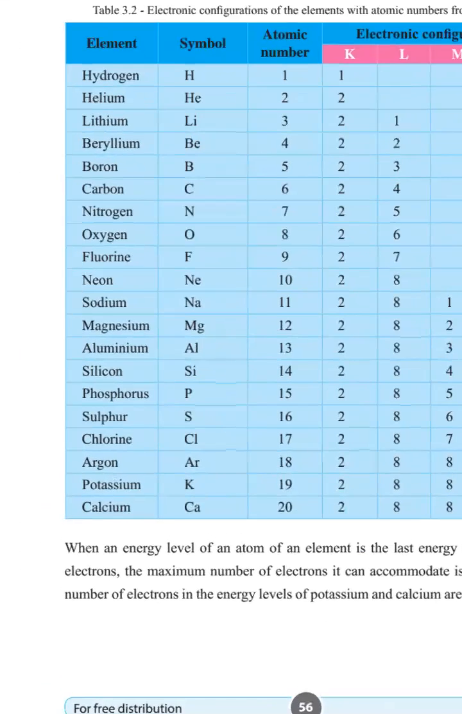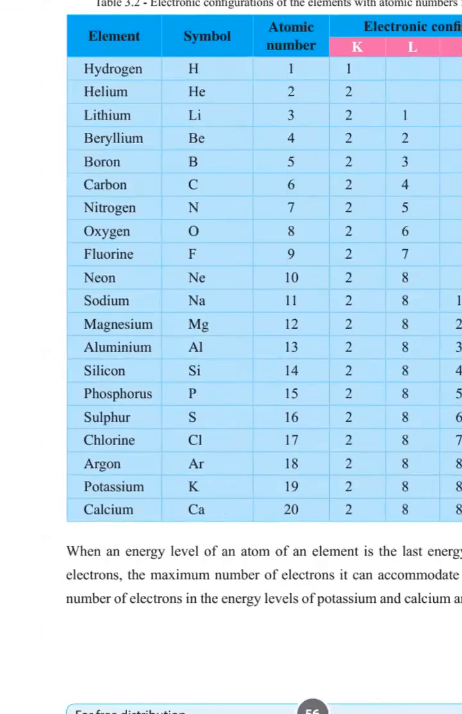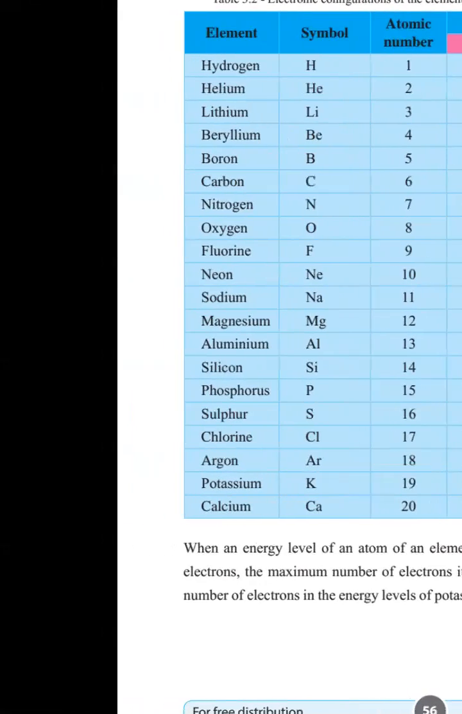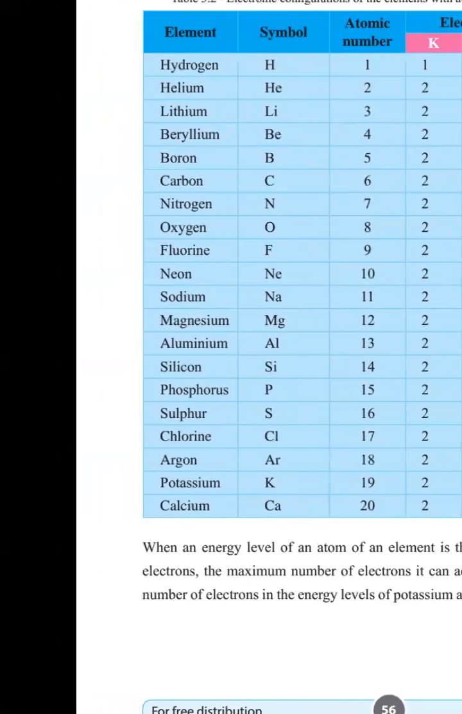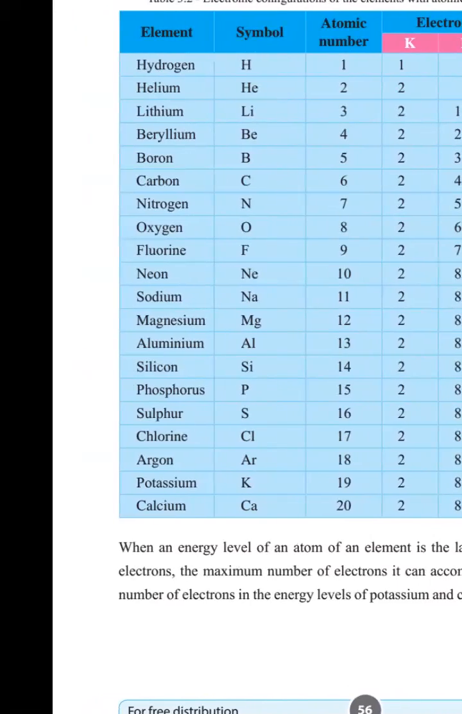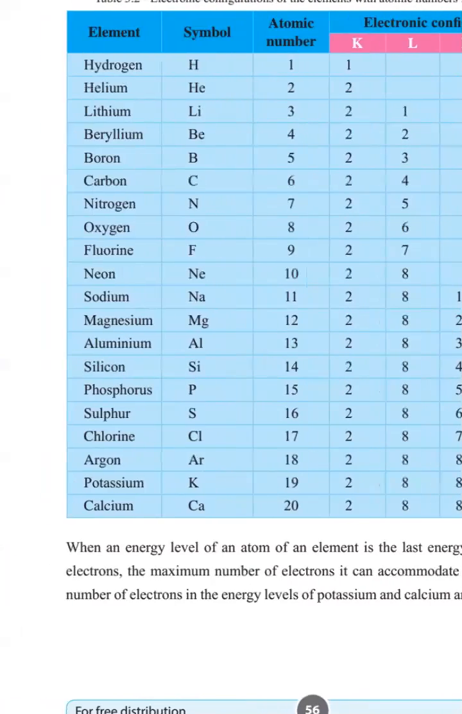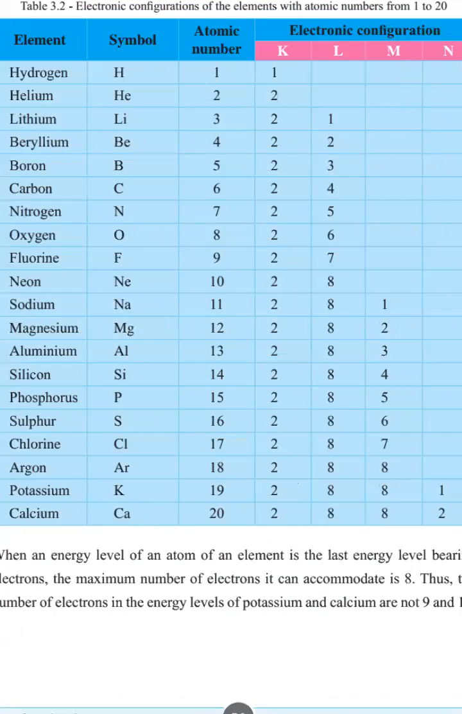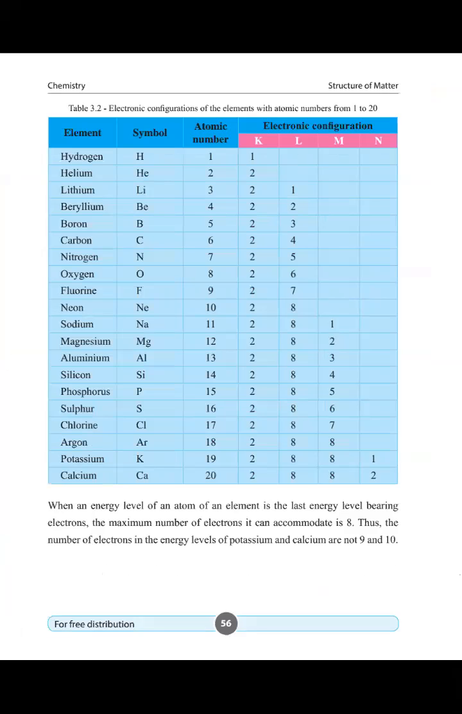Calcium, 20. It should be 2, 8, 8, 2. Like that, if the atomic number is given, you should know the number of electrons that is accommodated in each energy level.